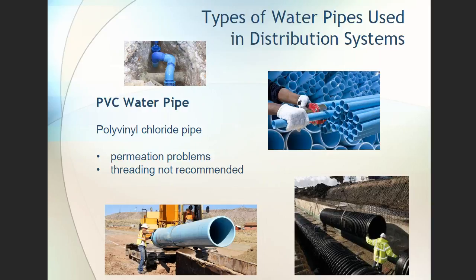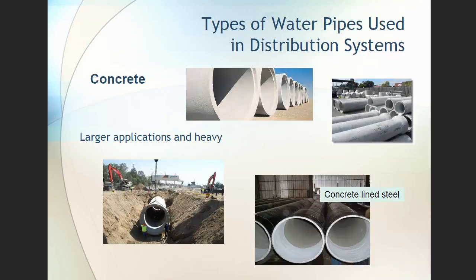We have PVC water pipe, which is the most common by far. PVC is polyvinyl chloride. It has permeation problems. In other words, it's made out of oil. Plastics are made out of oil. So if you're going through a contaminated site where there used to be a gas station or underground storage tanks that have leaked, that kind of thing, it can actually eat into the plastic. Threading is absolutely not recommended. This is all bell and spigot, and we'll get into that in just a second.